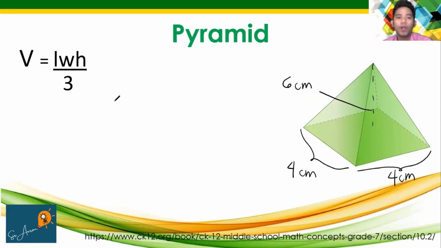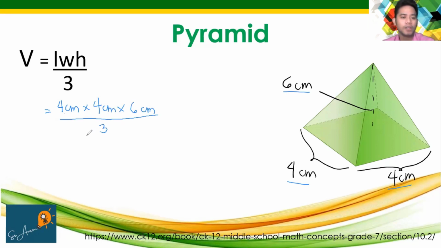Next naman ay ang volume ng pyramid. So ang formula doon is length times width times height. O kaya naman, ihahanapin muna yung area ng kanyang base and then i-multiply sa height, then i-divide lahat iyon sa 3. So substitute natin yung mga given. The length is 4 centimeters. The width is 4 centimeters and the height is 6 centimeters. So ang length again is 4 centimeters times the width is 4 centimeters times the height is 6 centimeters. And then pag may sagot na tayo lahat doon, i-divide natin yun sa 3.